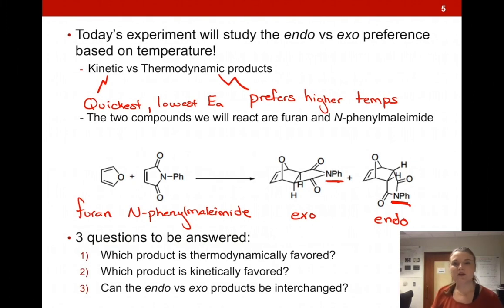There are three main questions we want to answer in today's lab, and that is the entire goal of this lab, is to answer these questions. The first being, what product is thermodynamically favored? The second being, what product is kinetically favored? And then the third is, can the endo and exo products be interchanged? Or more simply put, is this reaction reversible?